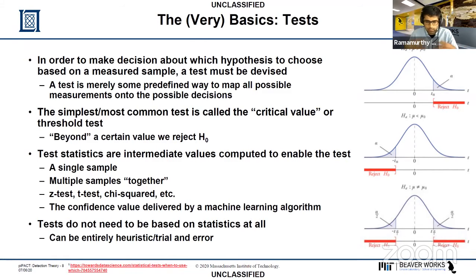All right, and then there's a lot of other standard types. There's z-test, t-test, chi-squared, et cetera, et cetera. If you want to get really fancy, you could create a machine learning algorithm that did something to your RSSI measurements and produced a confidence value. And then you take that confidence value and you apply some tests to it. I only declare that I reject H0 if the confidence is less than this value, because my algorithm is not confident.